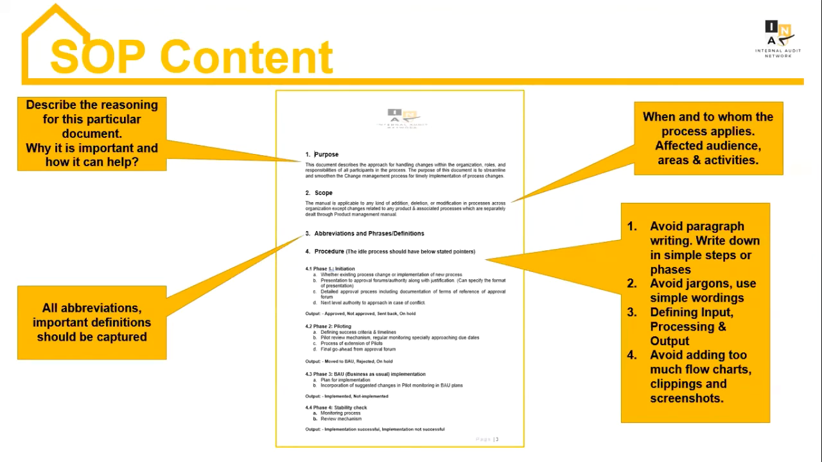First is avoid paragraph writing. When you are writing a procedure or process, please avoid paragraphs. Try to be in simple steps or phases, like I did. In this case, I did in phases, and in phases also a stepwise or pointer-wise process, because it helps the reader to jump into or to read what is relevant to them. And paragraph writing takes more time for the readers also.